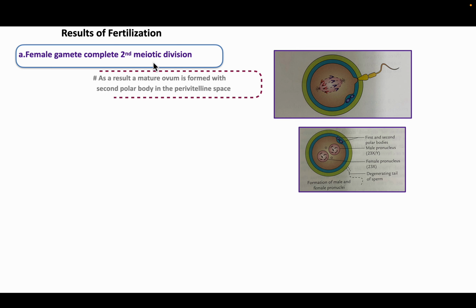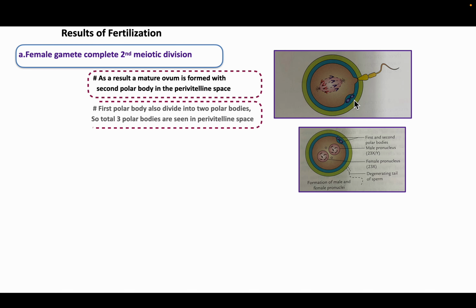Now, the results of fertilization. We have discussed the three steps. Now, what is the result of fertilization? The third step is the results of fertilization. The female gamete completes the second meiotic division, that we know. As a result, a mature ovum is formed with the second polar body in the perivitelline space. This is the perivitelline space. Then the first polar body also divides into two polar bodies. So a total of 3 polar bodies are seen in the perivitelline space.